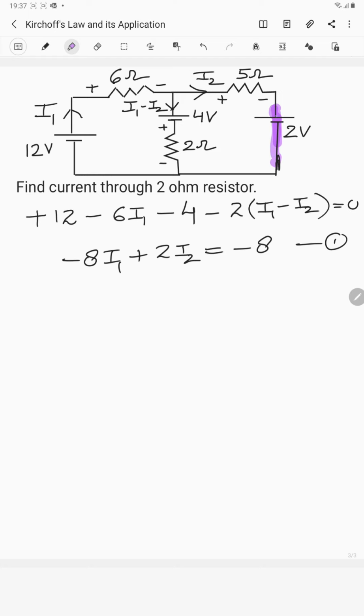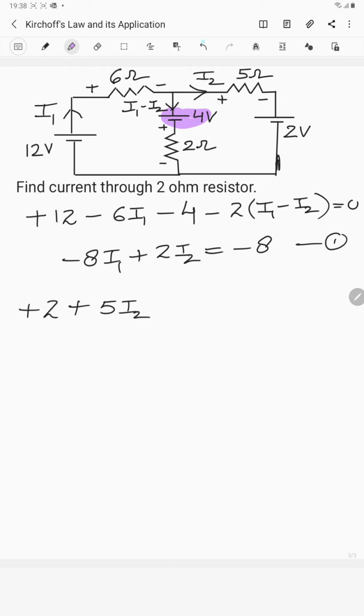So the first element we encounter is this 2 volt voltage source. If we are moving in an anti-clockwise direction, we are moving from minus to plus side. So that means the sign should be plus. The voltage across this is 2. The next element we encounter is this 5 ohm resistor. While moving in an anti-clockwise direction, we are moving from minus to plus side. That means the sign should be plus and the voltage value should be plus 5 I2. The next element we encounter is this 4 volt voltage source.